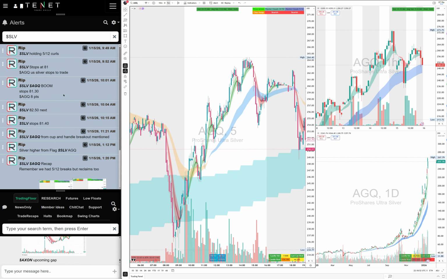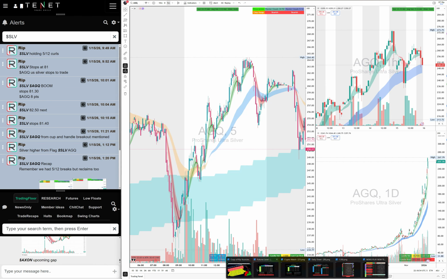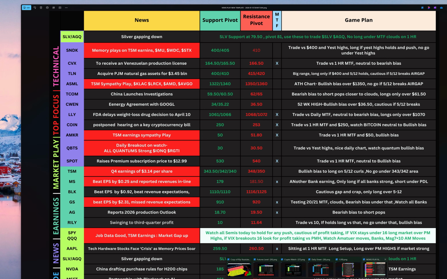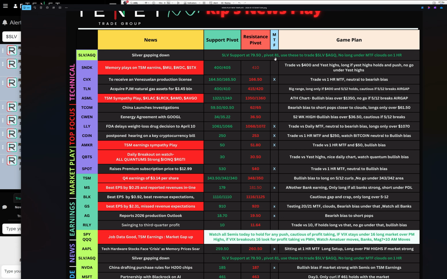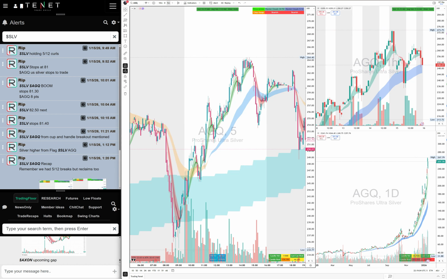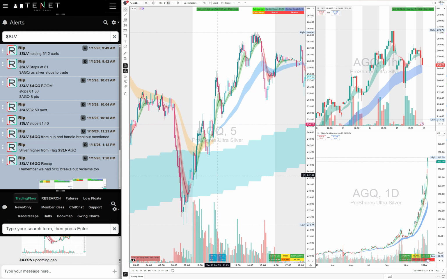So let's look at the recap here. I gave it in the pre-market plan. The pre-market plan was provided to the traders: support at 79.50 on SLV, pivot 81, no long under the MTF clouds. So all the planning was there, and I was on voice talking about silver long right at the open. The whole day was my silver guidance.